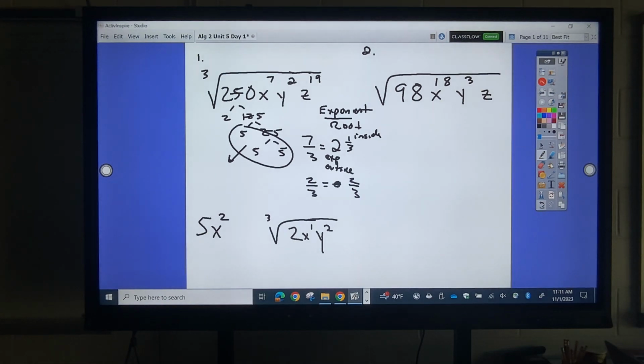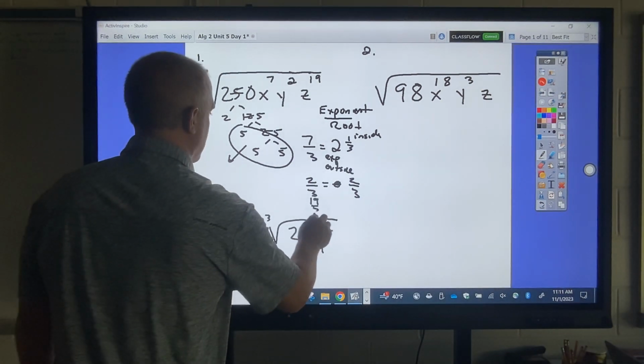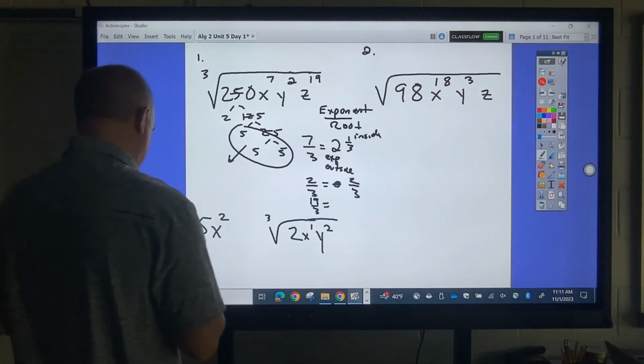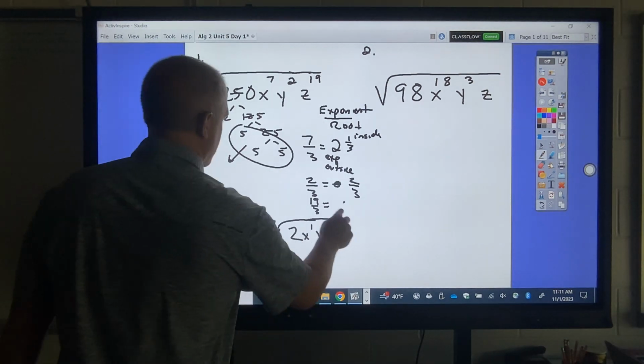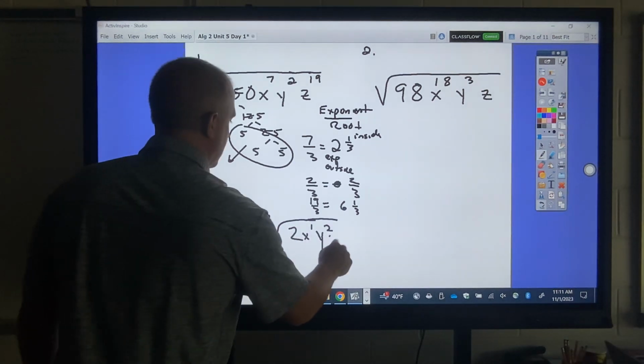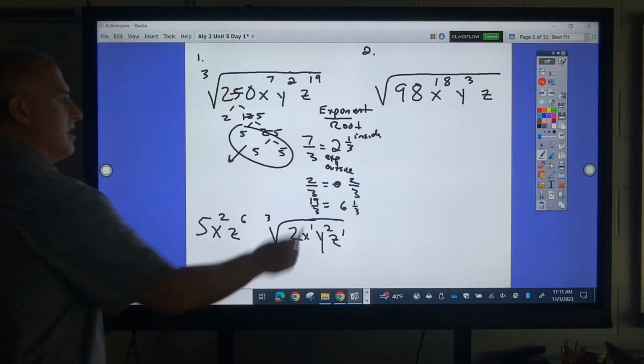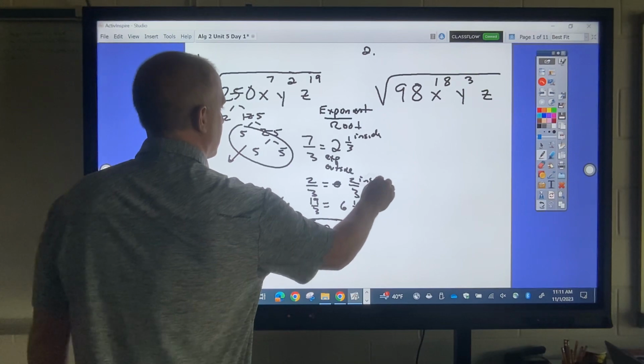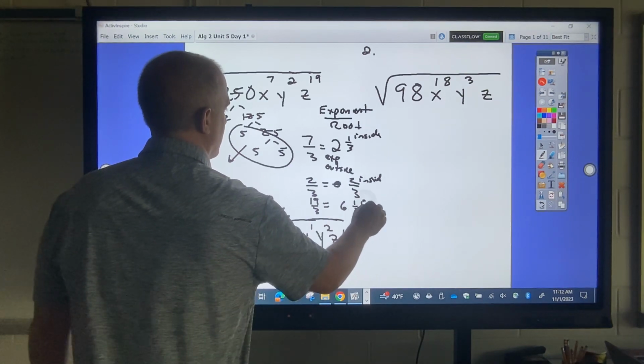There is none outside. Then I go 19 divided by 3. 19 divided by 3 happens to be 6.3, so 6 and 1/3. So that means I'm going to have z to the 6th outside, z to the 1st on the inside. So this represents the exponent inside, based on the root.